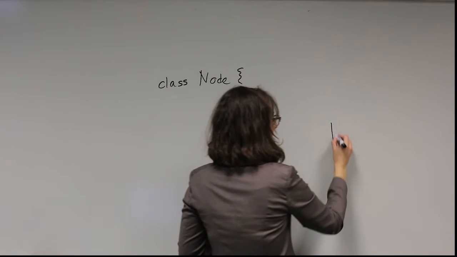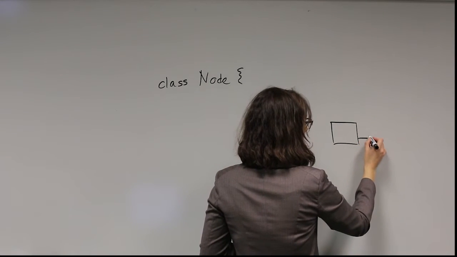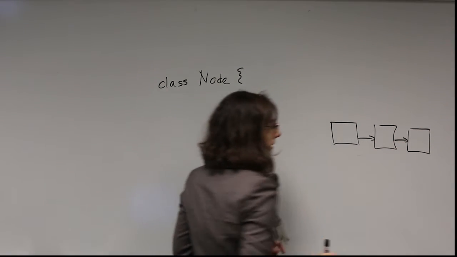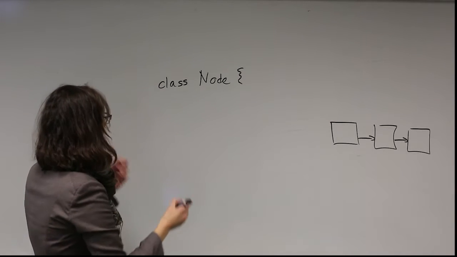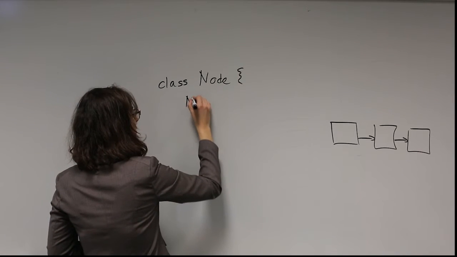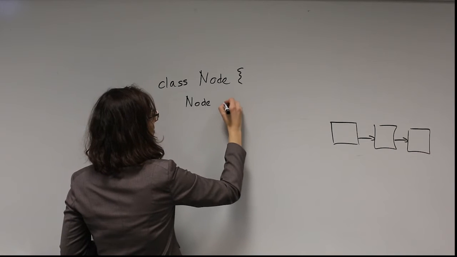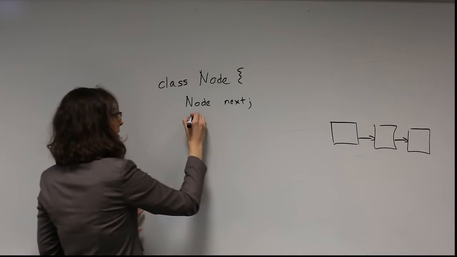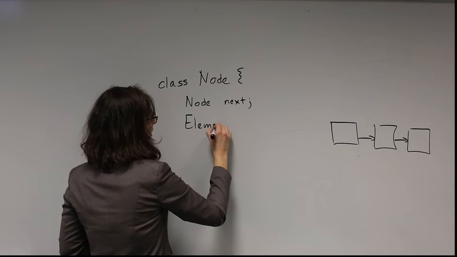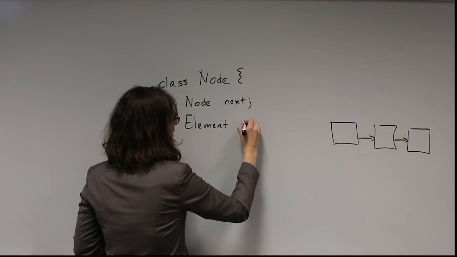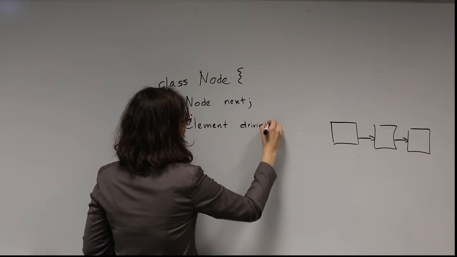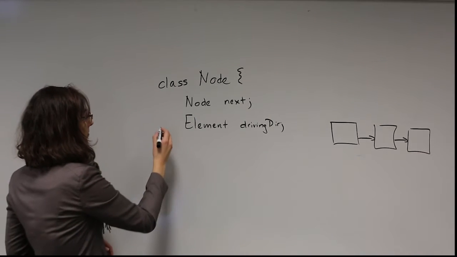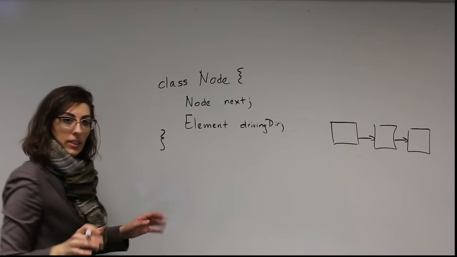The direction. Yeah, so we draw a little diagram. So if you remember the diagram from earlier, we want to store a pointer to the next node. So that will also be of the node type. Next. And then for my example here, perhaps we'll store the driving direction. And that's enough for now.